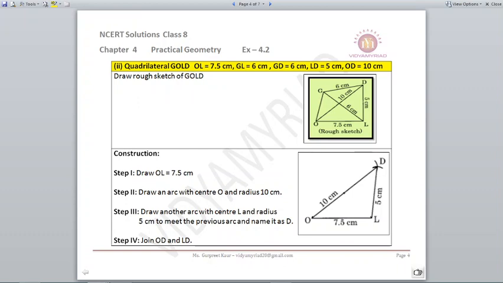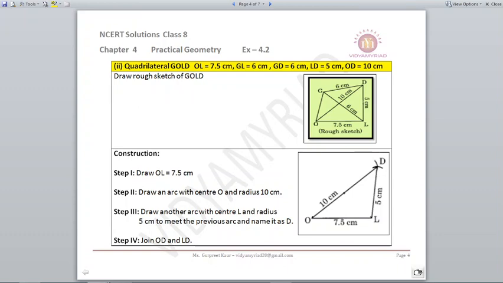From O I will cut 10 centimeters. From L I will cut 5 centimeters, on the line OL of 7.5 centimeters. Wherever those cut one another, that point is known as D. So join OD and DL. Now based on this, what is the next information we have? If you see, GL is 6 centimeters and GD is also 6 centimeters. It is given to us.